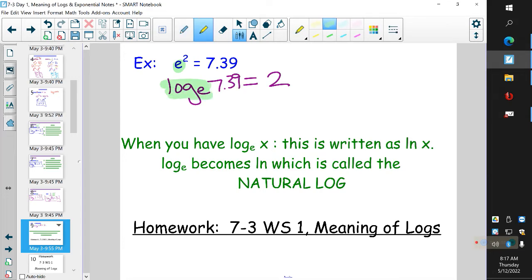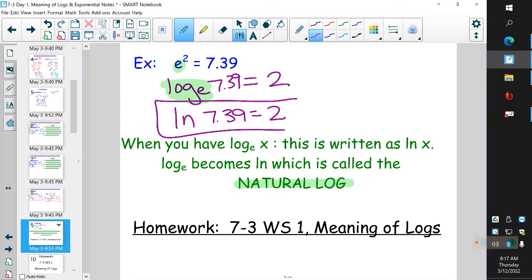Now, this right here, every time you see a log base e, it's what we call the natural log. And anytime you see that, it's actually going to be replaced with the letters LN, and it stands for natural log. Yes, I know it's reversed, but that's just the way it is, and this is equal to 2. So those are the letters you are going to use.